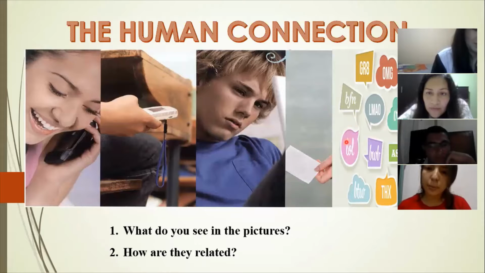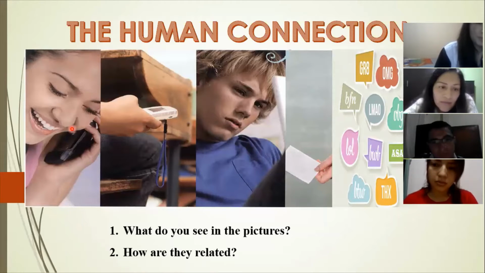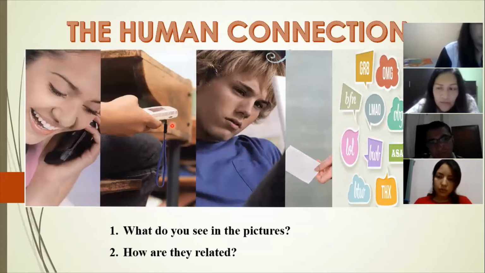Okay. And what about this? GRA, OMG. These are abbreviations. Okay, well, now dear students, here I can see a woman happily talking or listening to someone on her cell phone, a person sending a text message as Vivi said, and a man sending an email or something like that. In the next, a handwritten note. And finally, these are abbreviations, okay?